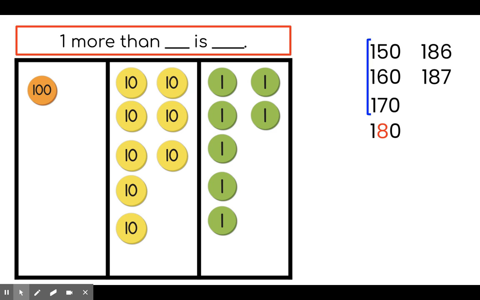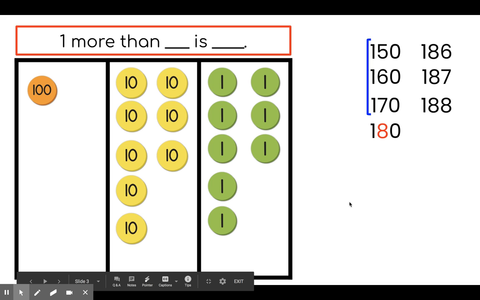Let's say this with our statement. 1 more than 186 is 187. Let's try adding another place value disc. What's the number represented on our place value chart now? If you said 188, you're correct. I have 100, 8 groups of 10, and I now have 8 ones.